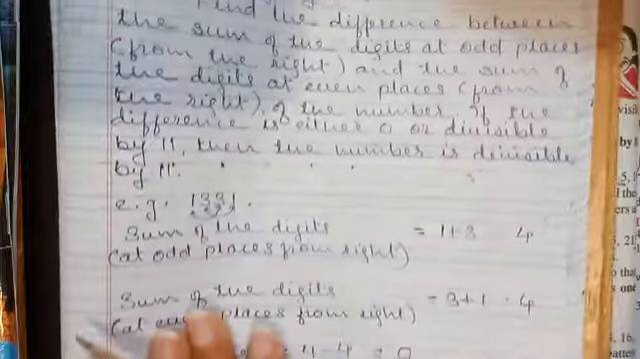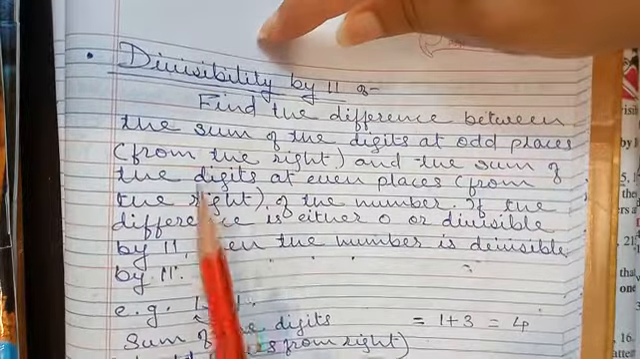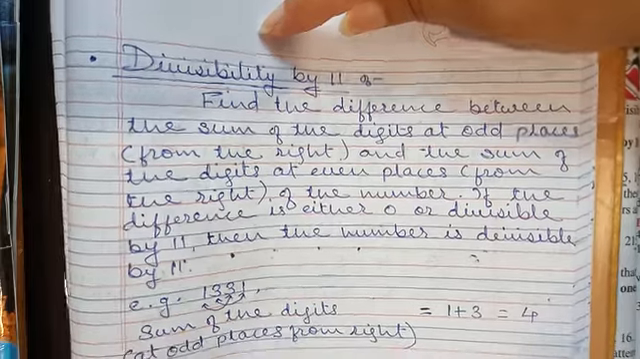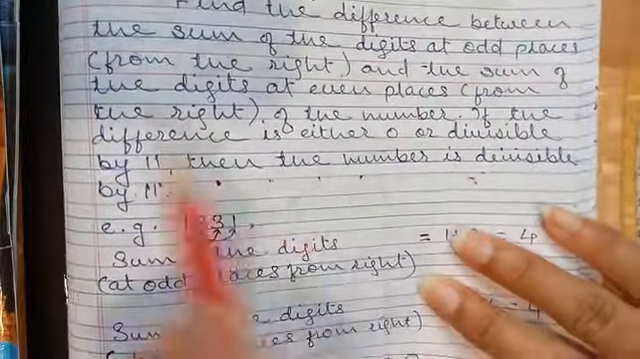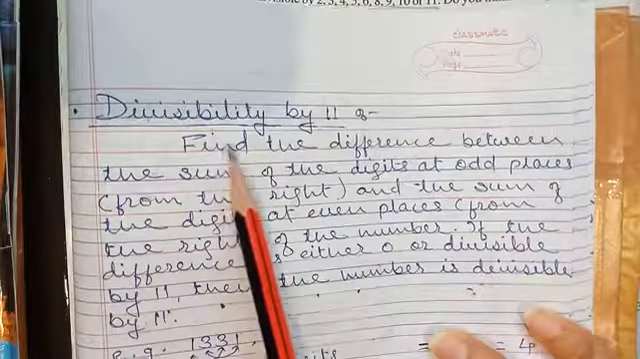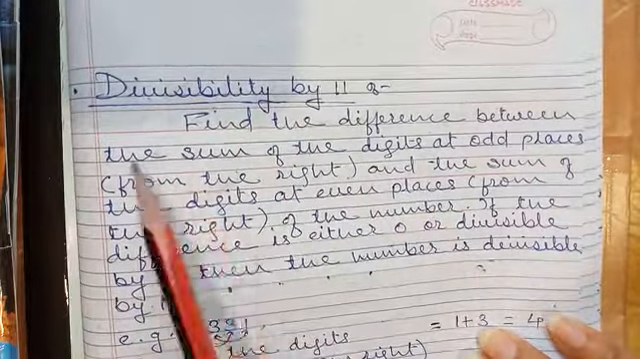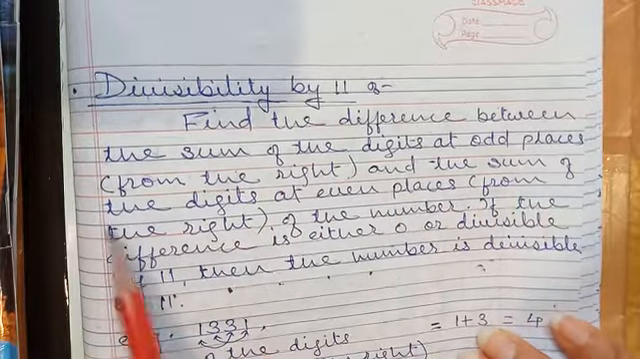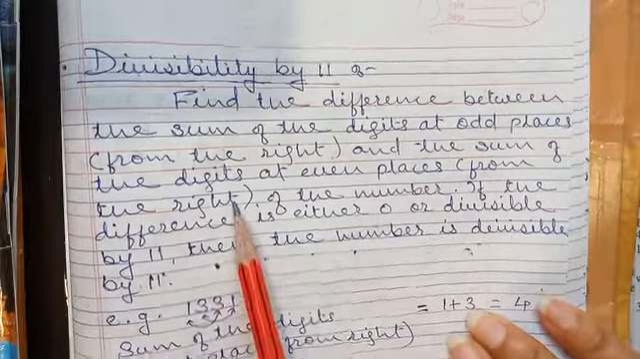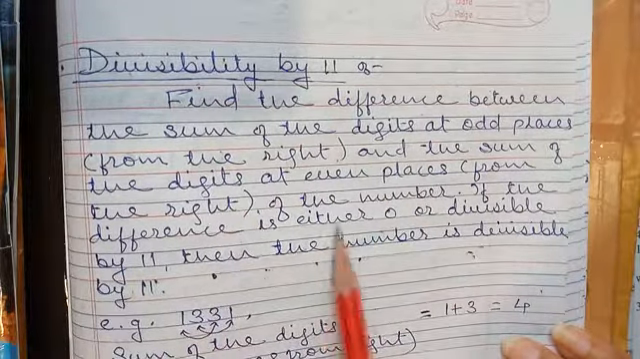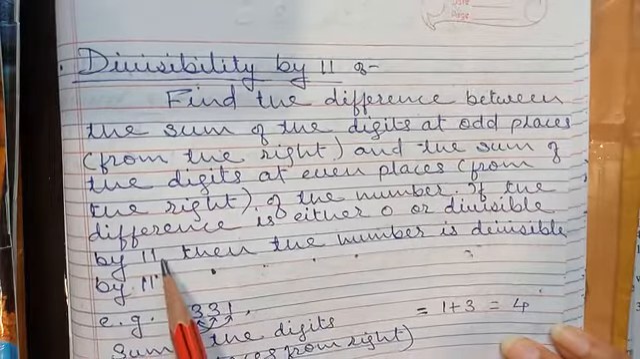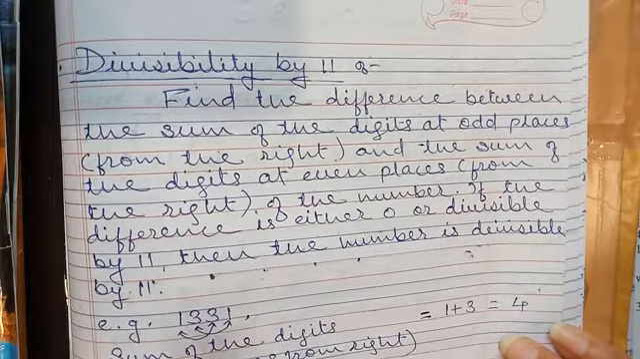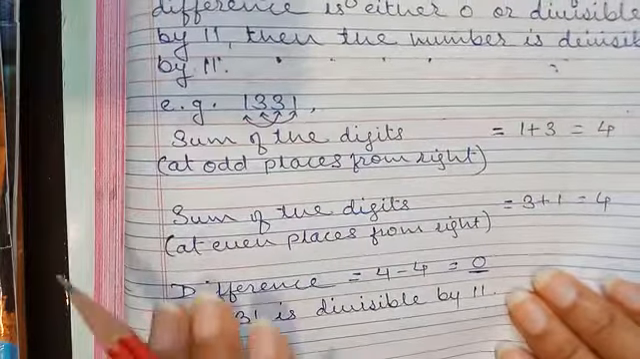Now the last divisibility test we'll do here is divisibility by 11. We'll read the definition first. Find the difference between the sum of the digits at odd places from the right and the sum of the digits at even places from the right of the number. If the difference is either 0 or divisible by 11, then the number is divisible by 11. So we will check this out. Okay, so you will understand it.